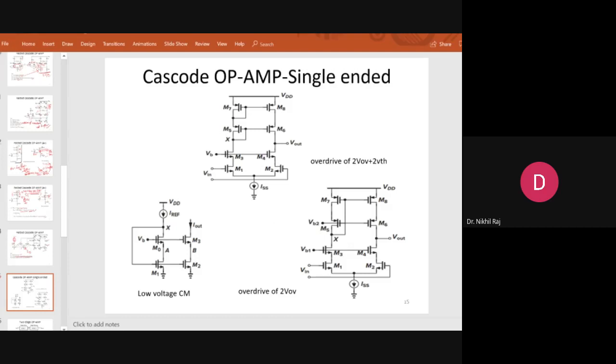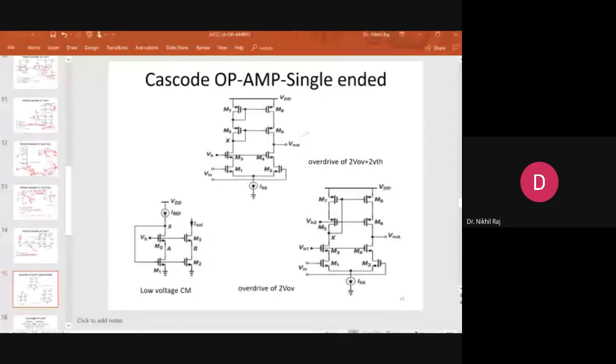Many times we don't need op amps with a complementary output, but with the single ended. So this is the op amp with a single ended. How is it converted? The cascode's elements are converted in a cascode current mirror fashion, and then whatever current is flowing here, the same current will flow here, and that will be replicated through this path, and it will go here. So if I am realizing the op amp with this architecture, the overall drive will be, as we have already seen, 2 VOV plus 2 VTH.